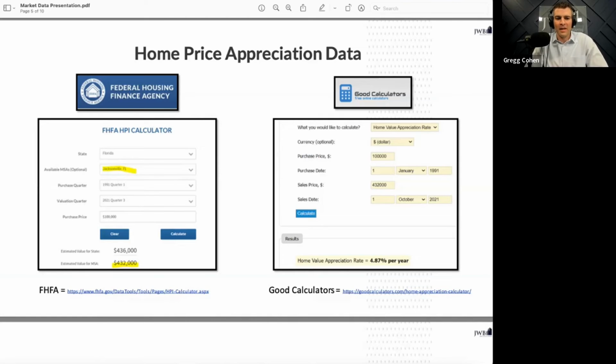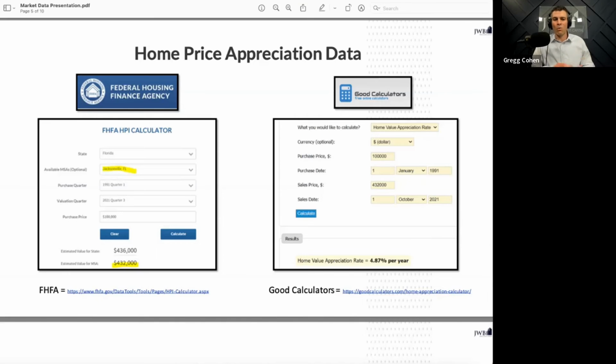Put in Jacksonville. It'll let you go back to 1991, which is great data, right? It's 30 years, a little bit more than 30 years of data. And then you choose your valuation quarter. I would choose the most recent quarter, which happens to be 2021 Q3, based on what they have today. And then you can just choose a purchase price, right? I chose $100,000 because it's easy. Doesn't matter what number you choose, but you just choose, call it 100,000.